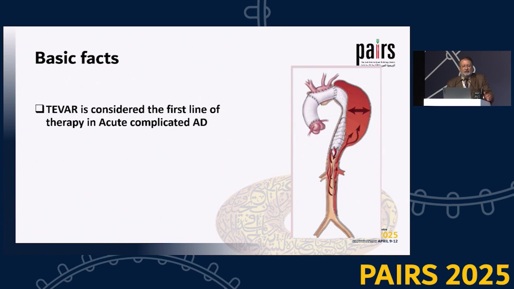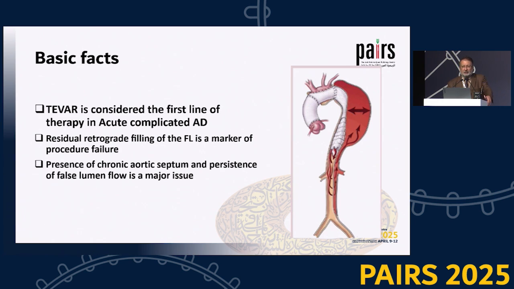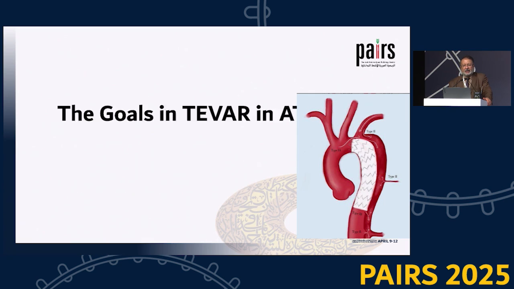So the basic fact: we all are using TEVAR, definitely much better than surgery, and it's now considered the first line of treatment of acute complicated aortic dissection. Residual flow in the false lumen is a marker of procedure failure. Once you get this, it means that you haven't done your job properly. Presence of chronic aortic septum and persistent false lumen is a major issue at the moment, and all the devices we have do not have anything to offer you to deal with distal landing zone.